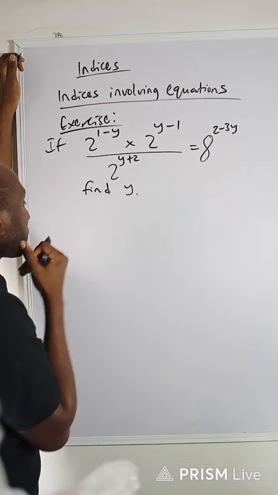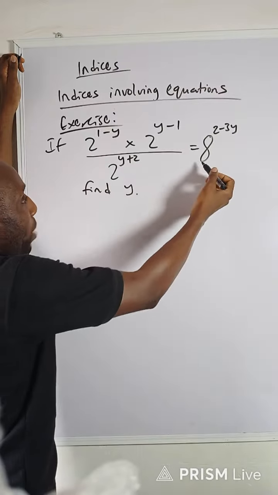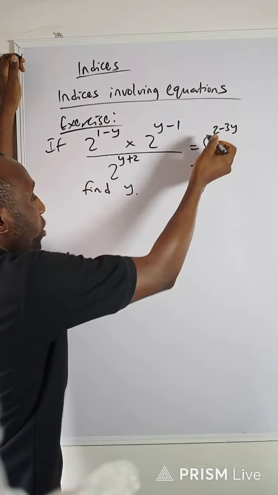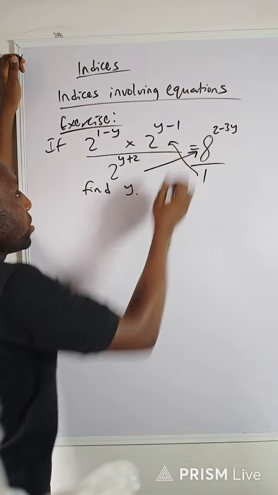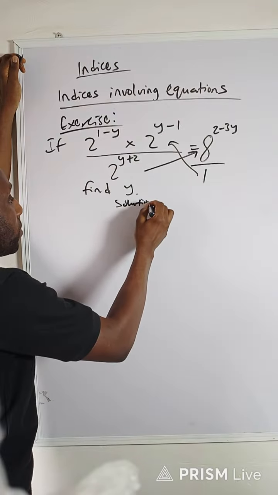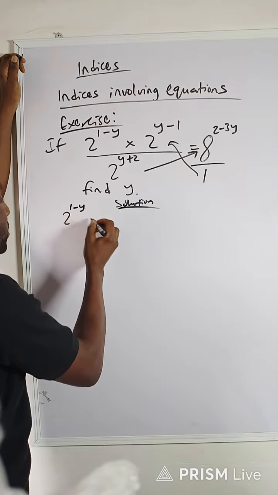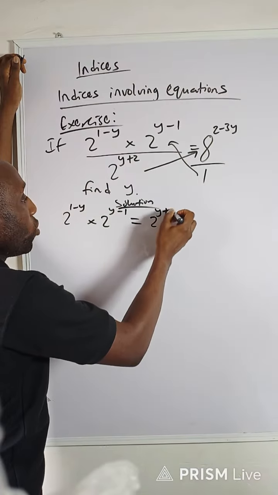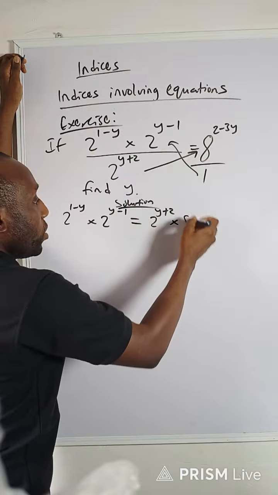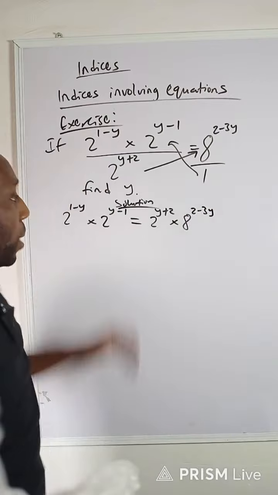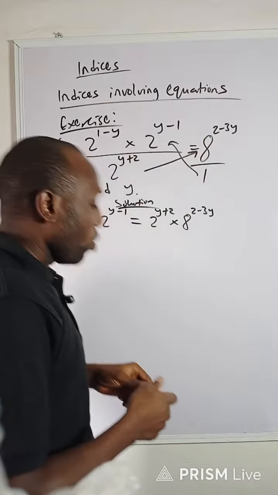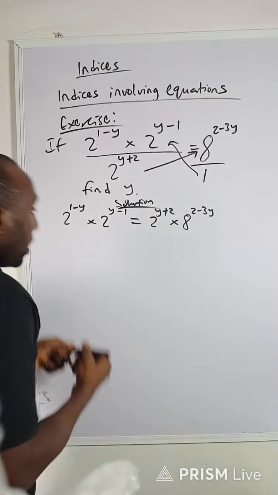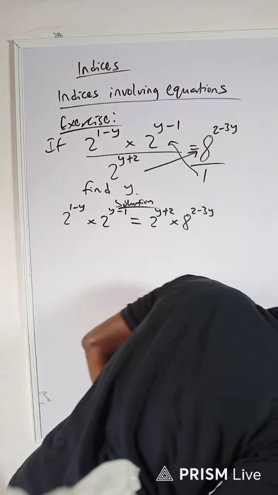So let's do this. Now what can I do here? We can multiply both sides by this denominator, or you can just say cross multiply. So that would be 2 raised to the power of what? 1 minus y times 2 raised to the power of what? y minus 1 is equal to 2 raised to the power of y plus 2 times 8 raised to the power of what? 2 minus 3y. Do you see what I'm doing? I cross multiplied. We're trying to get the value of y. Are you with me? So let's go on. Simplify.